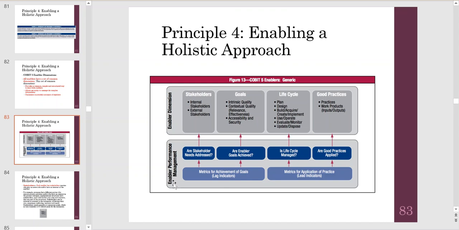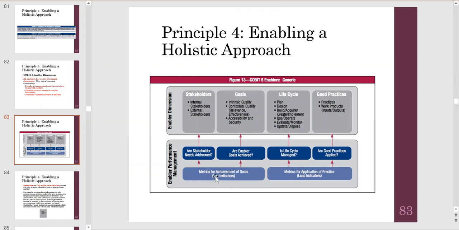We have another thing here called enabler performance management. How to make sure that we take into account stakeholder needs. How to make sure that the goals are achieved. How to make sure that the life cycle is managed well. How to make sure that good practices are applied. So we speak about metrics here, or KPIs, or targets, to achieve it.